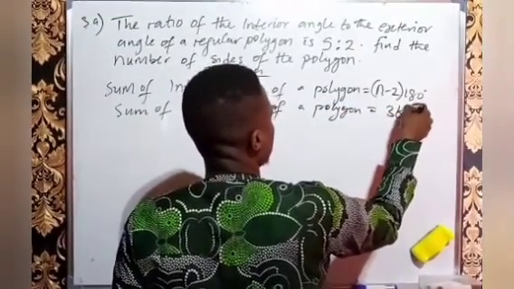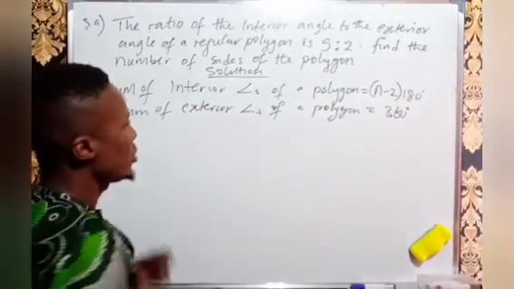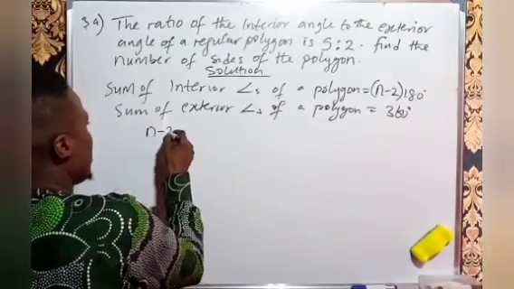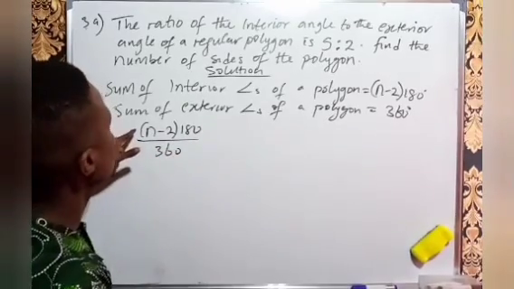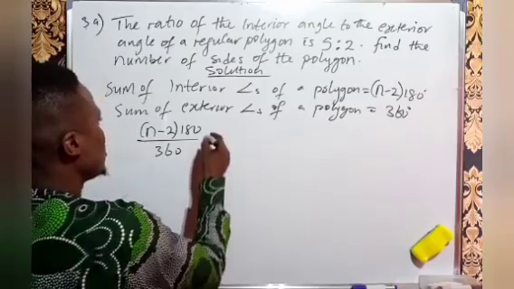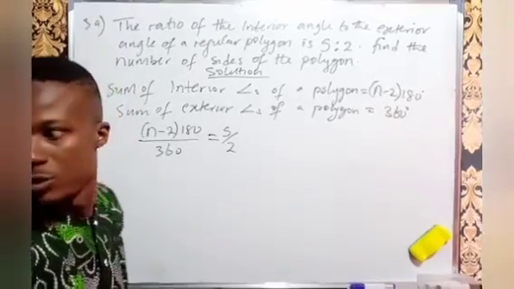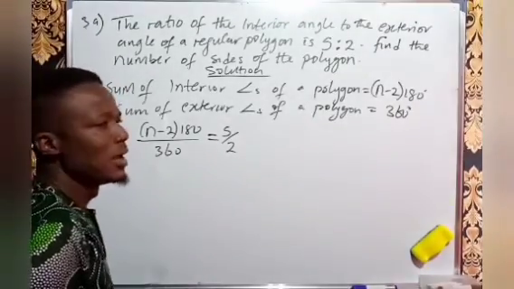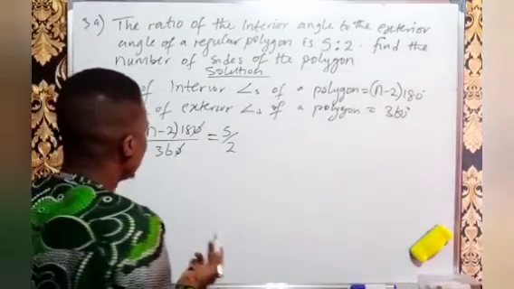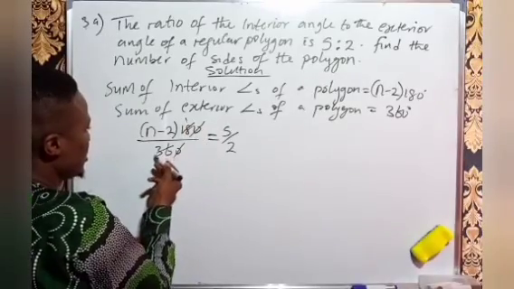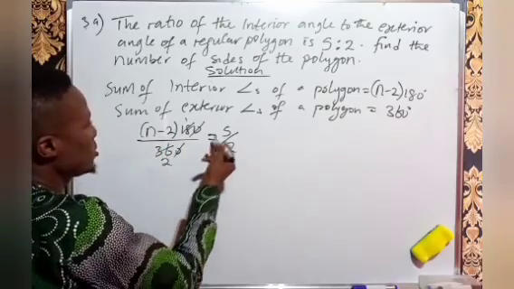is just 360 degrees. So we are told that the ratio of the interior to the exterior, ratio means a fraction. So I can write n minus 2 into 180 over 360. That is interior to exterior. They say that the ratio is 5/2. Equals 5/2. So you cross multiply. But before I do that, I'll just say 0 cancels 0 to reduce it. Even 18 can divide 36 to give 2. So we just have n minus 2 over 2 equals 5/2.